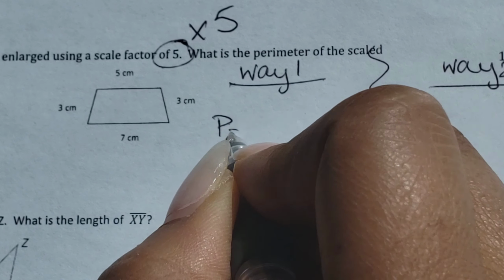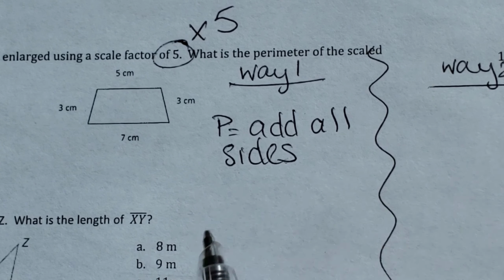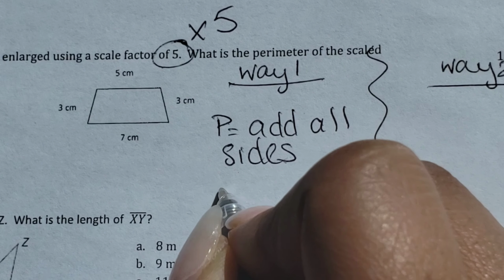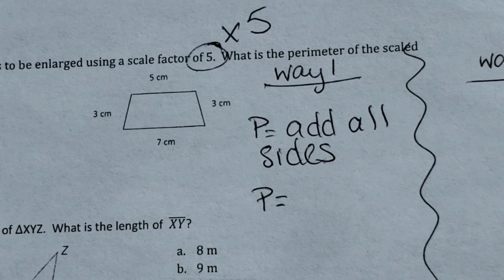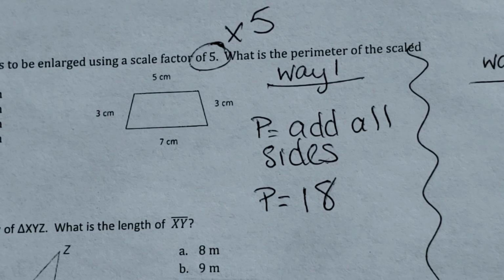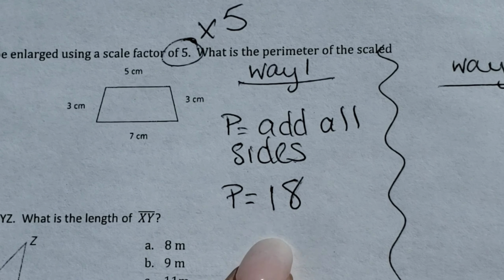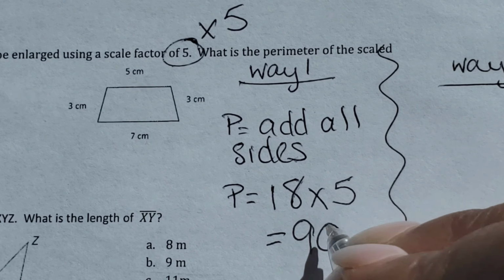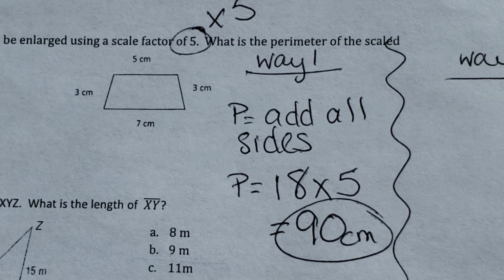All right, so perimeter is adding all the sides, all right? So when I add my sides, I have P equals 5 plus 3 plus 7 plus another 3. I have P equals 18. Now, I'm drawing back into my times 5, so that's 18 times 5, and I'm going to be left with 90. I'm going to put my unit, centimeters, and I'm done.